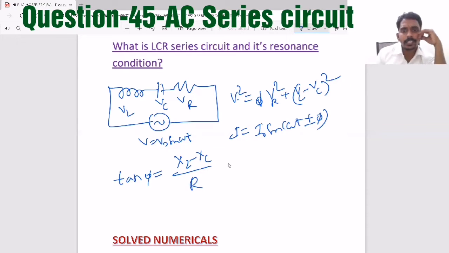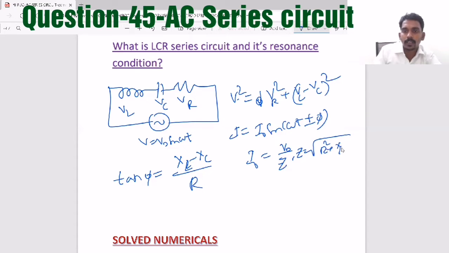If XL is greater than XC, then phi is positive. If XL is less than XC, then phi is negative. Depending on that, it will come. So this is the general equation for the LCR series circuit, where I naught is V naught by Z, and Z is the square root of R square plus the square of XL minus XC.